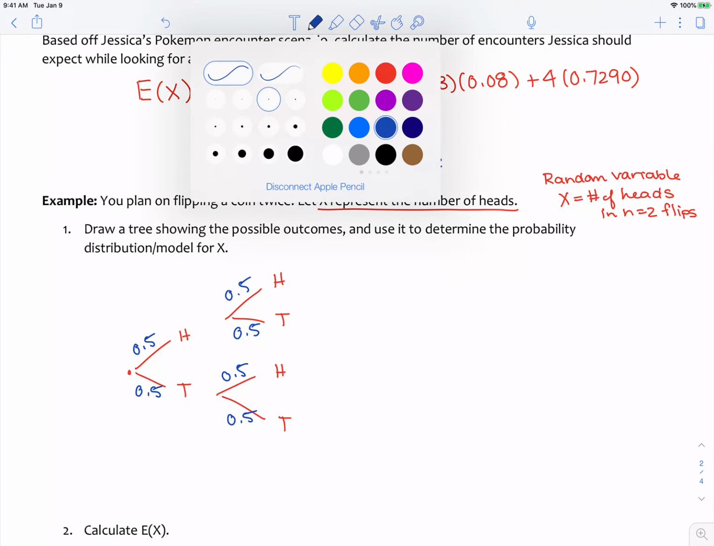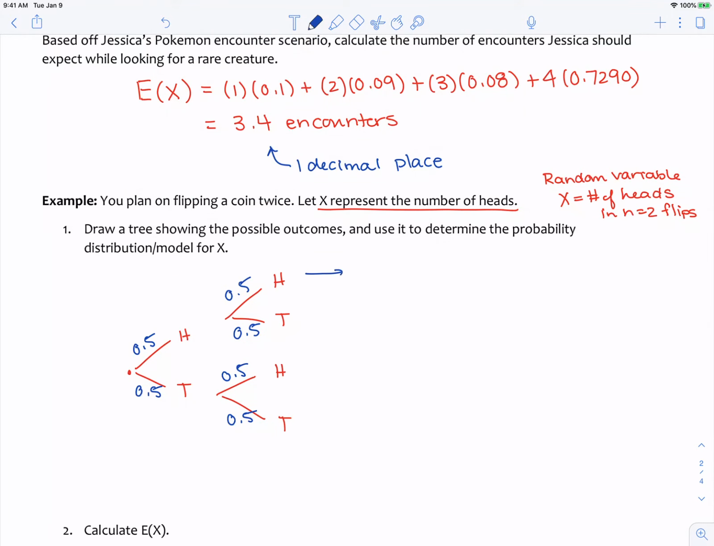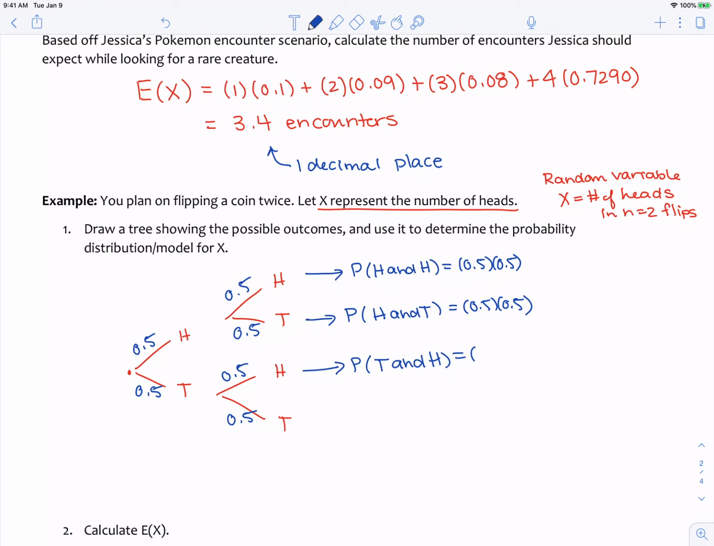And then we're going to think about what our possible outcomes were here. So this one, we're going to have the probability of heads and heads. That would be equal to 0.5 times 0.5. This one is the probability of heads and then tails, also 0.5 times 0.5. And order matters, so we care also about the case where we have tails and then heads as a separate outcome from heads then tails. And then we have the probability of tails and tails, and that is also 0.5 times 0.5.